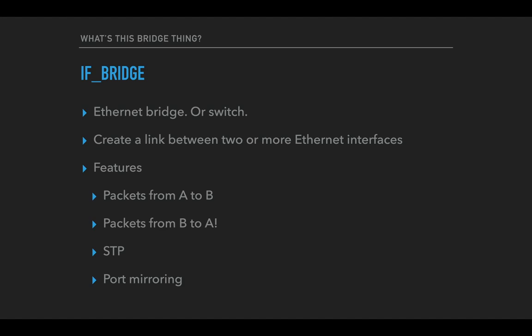It links two or more Ethernet interfaces together into a single broadcast domain, which means that if you have interface A and B, packets can go from interface A to B, but that's not all. They can also go from interface B to interface A. Yes, hold your applause. We also support things like spanning tree. There's a beautiful poem about how spanning tree works, and I always forget it. You should look it up. It's wonderful. It also supports things like port mirroring, which is useful when you're debugging things. You can monitor traffic.